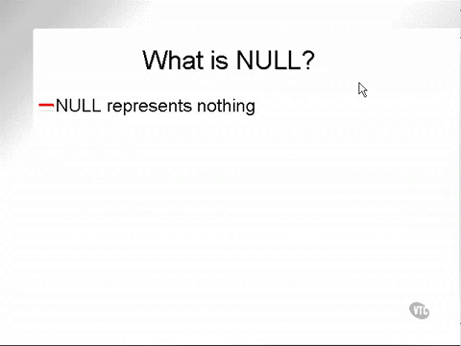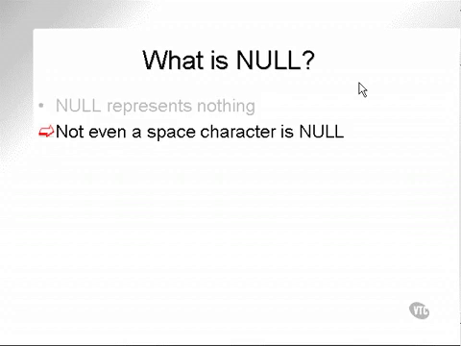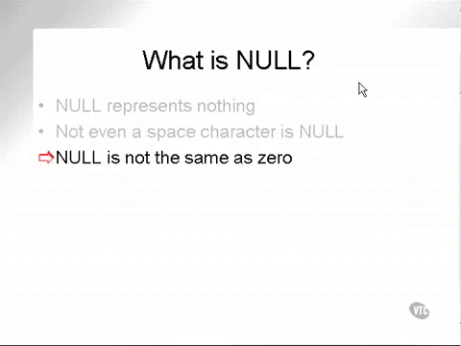What is the meaning of the word null? Quite literally, null represents absolutely nothing at all. Null is not even a space character, and it's not the same as zero either. A null value is, for instance, a column in a table that contains absolutely nothing. It does not contain a space character, it does not contain a zero. It contains nothing. Null is nothing.